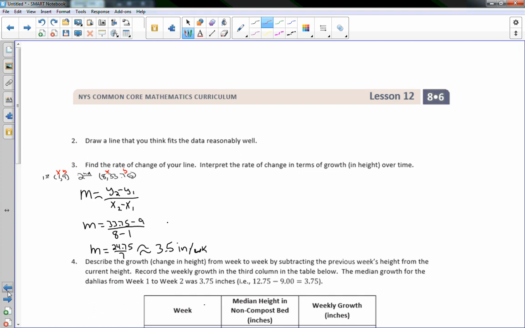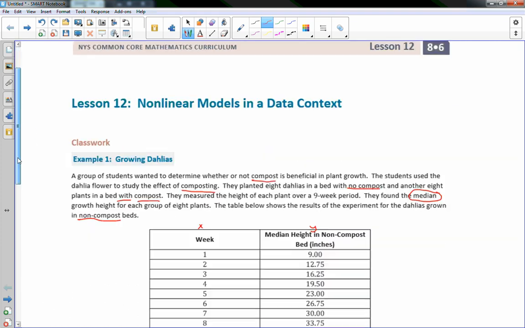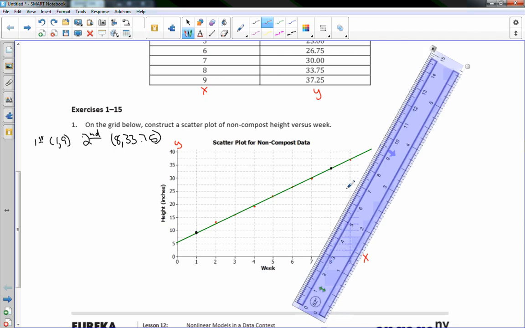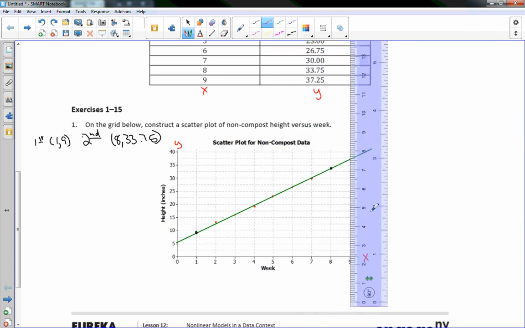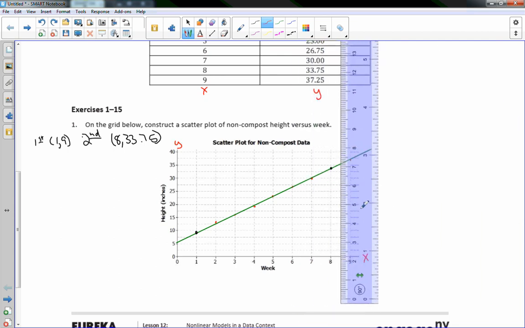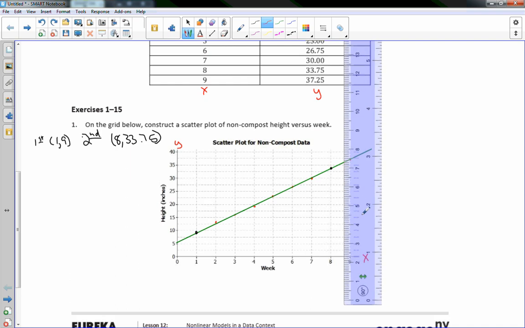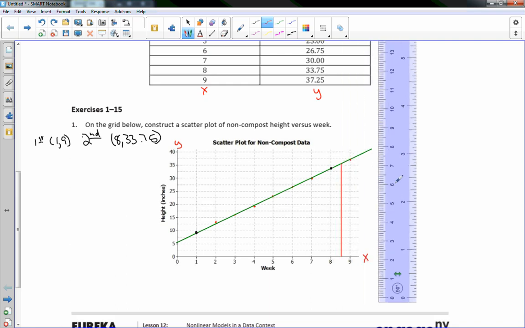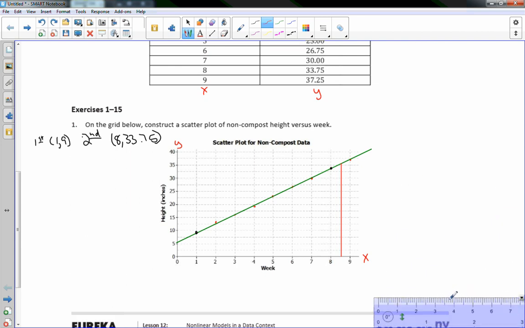Okay, so I will go back to the graph, and they said 8.5 weeks. So what I'm going to do is take my ruler and make it vertical, bring it over halfway between 8 and 9. Okay, here's 9, here's the 8's there, so halfway's about there, and I'll draw a line up until I get to that green line. Because if we're going to use a line of fit, we're going to use it to approximate.